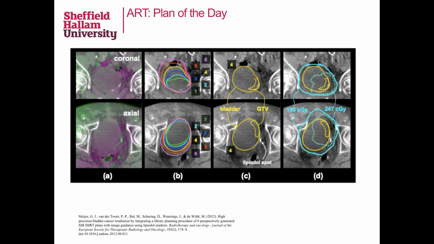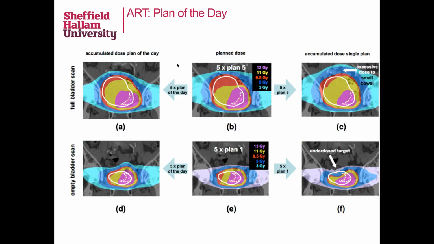So day 1 it might be plan 3, day 2 it might be plan 4, day 5 it might be plan 1. You get the idea. So it's really a way of not having that full adaptation on set each day, but a way of adapting the plan using a number of base plans.